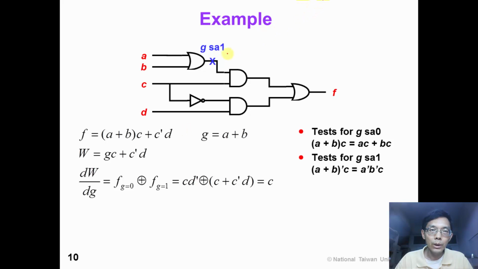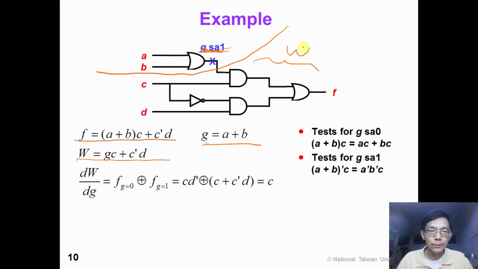Here is an example. Suppose we want to detect G stuck at 1 at the internal input. We can decompose this function into two parts, where G is equal to A plus B and F is equal to (A plus B) times C plus C prime D. So W is equal to GC plus C prime D. Function W is defined here.